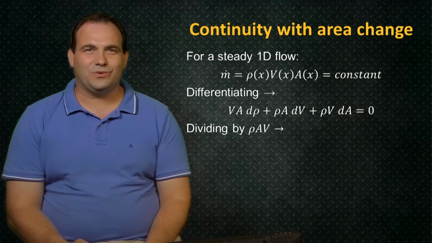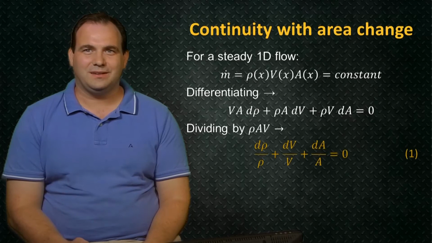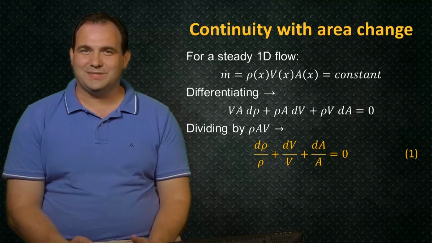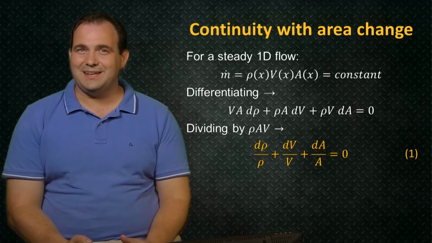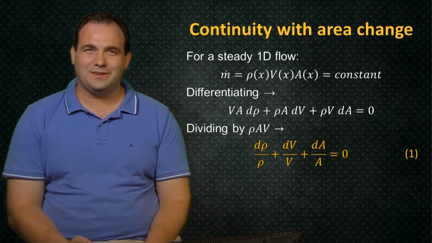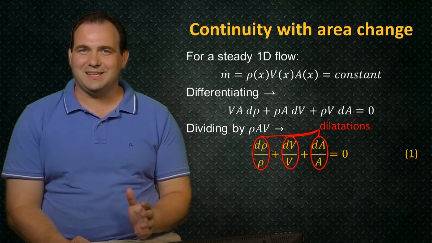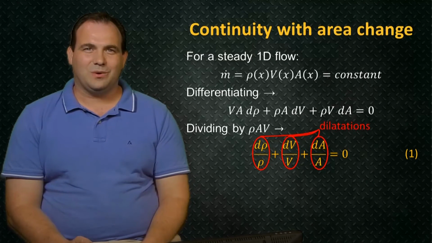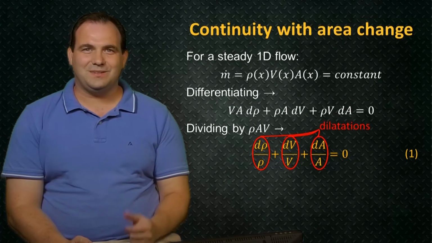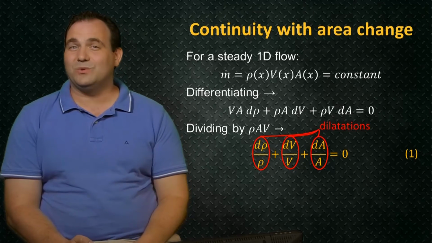If we divide through by ρVA, we obtain a very revealing form of the continuity equation: dρ/ρ plus dV/V plus dA/A is equal to 0, which we label equation 1. These relative changes in quantities are known as dilatations. Equation 1 tells us that these dilatations in these three quantities must sum to 0 in order for mass to be conserved.